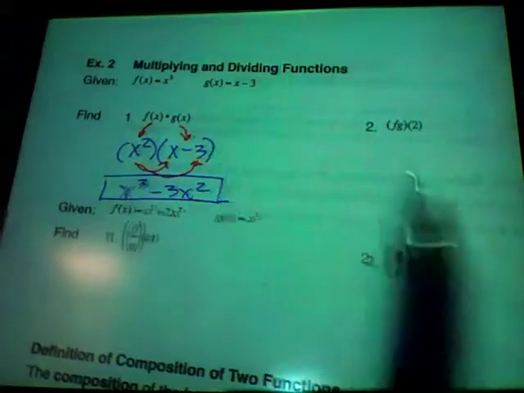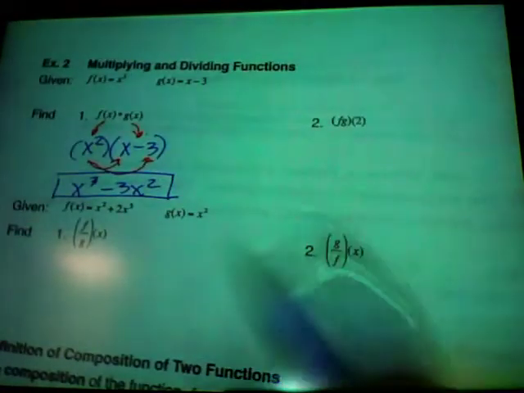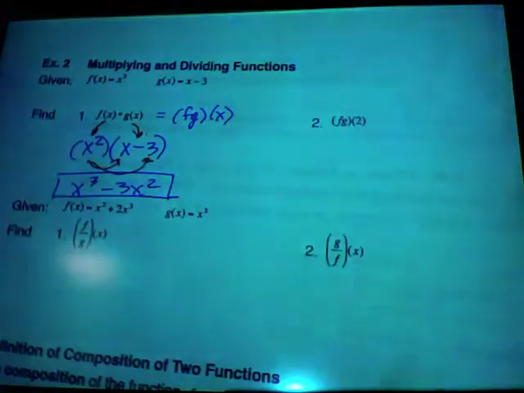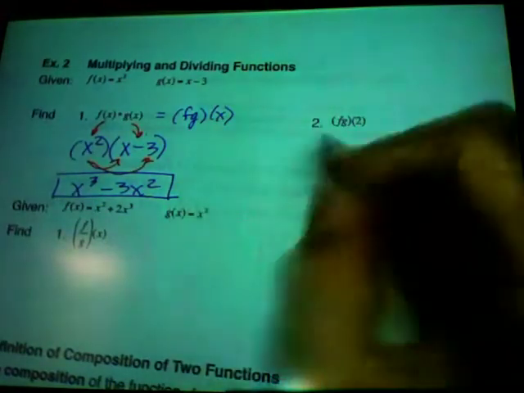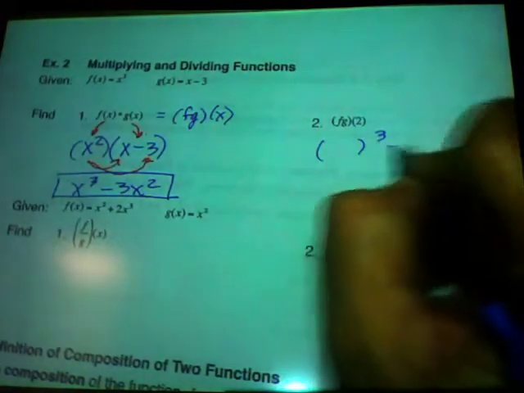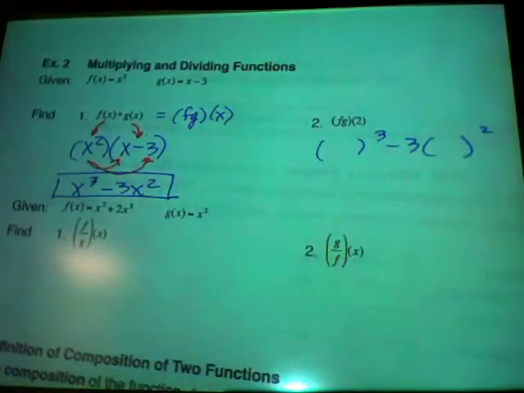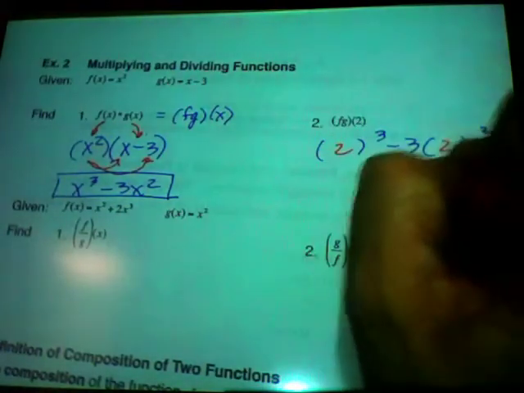Now, part 2, just like we did in the last one, isn't f of x times g of x the same as f times g of x? And this time they're saying plug in a 2. So plug in a 2 into here. Use substitution parentheses and follow order of operations.